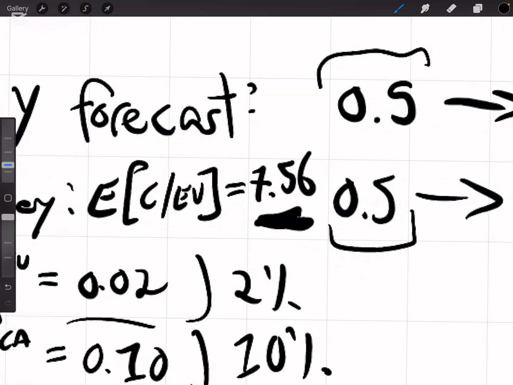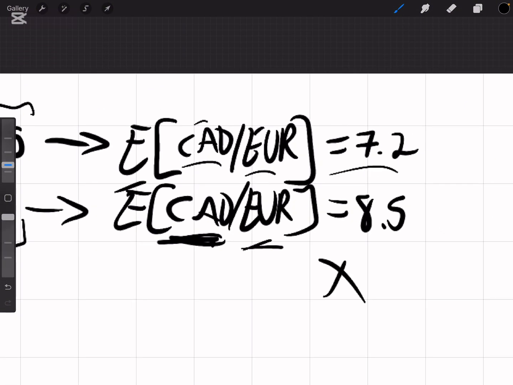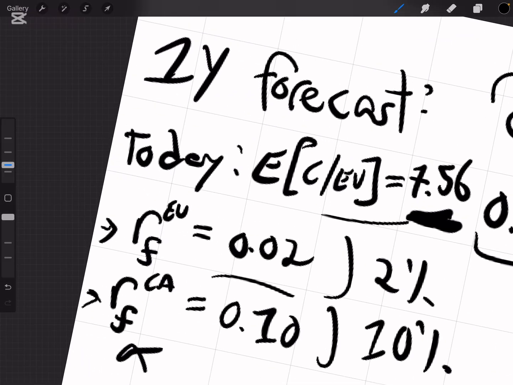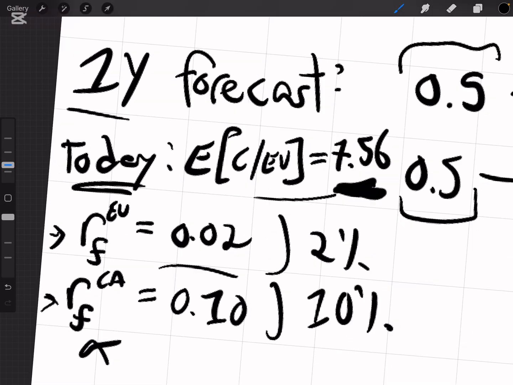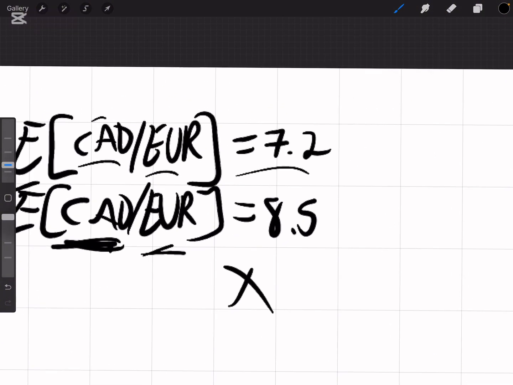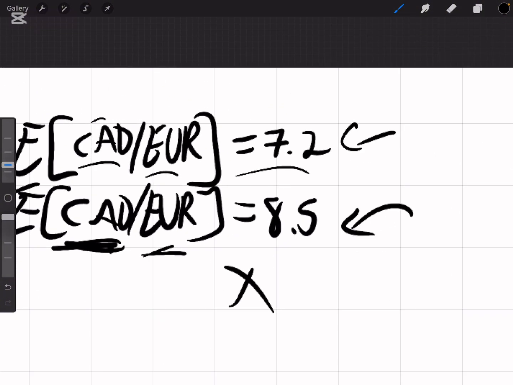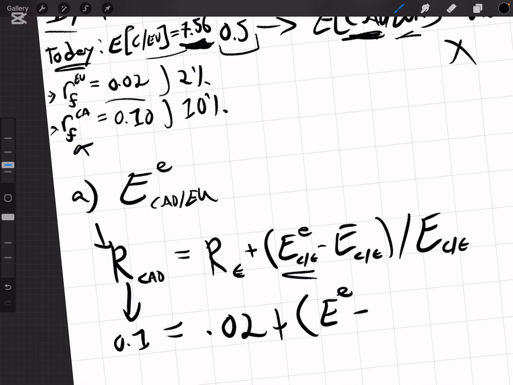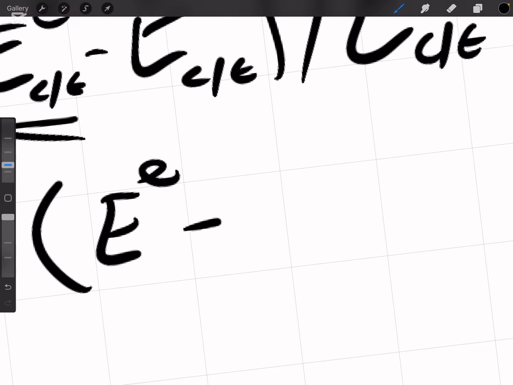We're not using these yet. This is not useful just yet. We're just using this, the current. This is today. This is the 1 year forecast. We assume at a 50% probability that either of these two situations are going to happen, okay? But today, we're only worried about that. So we can continue with our math here.